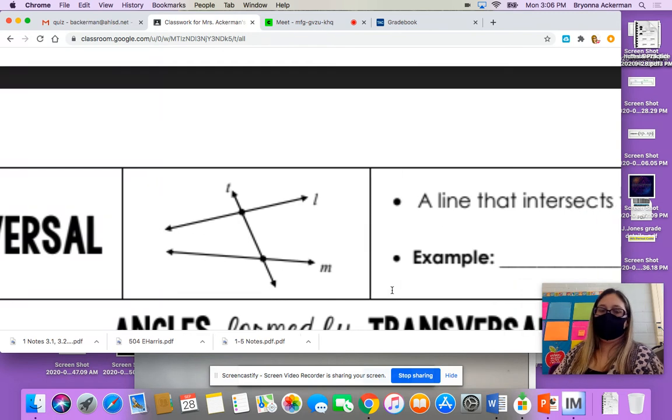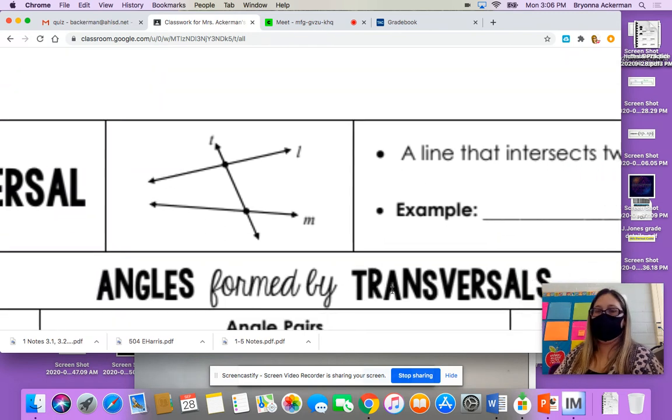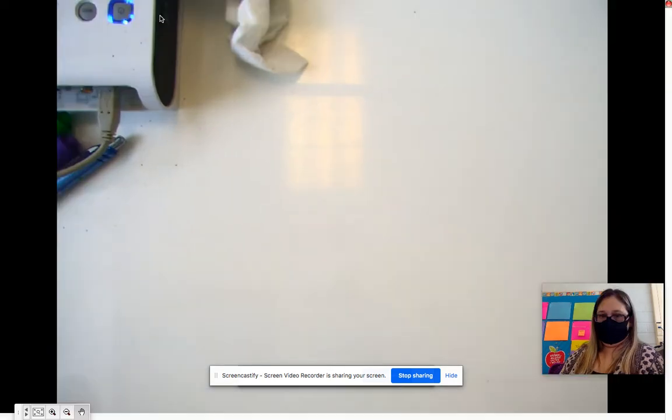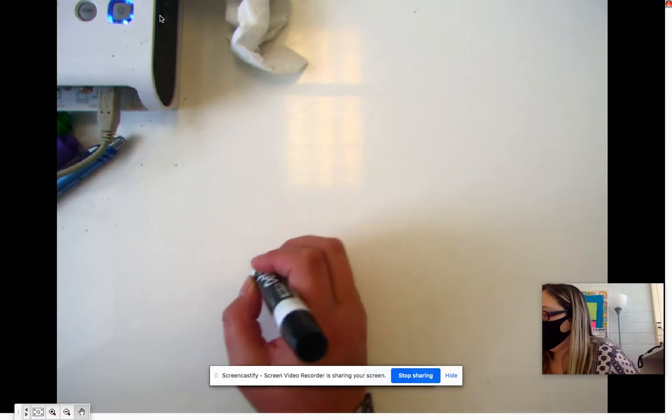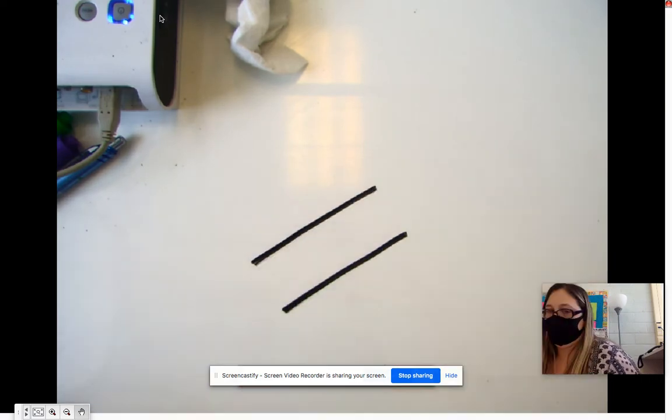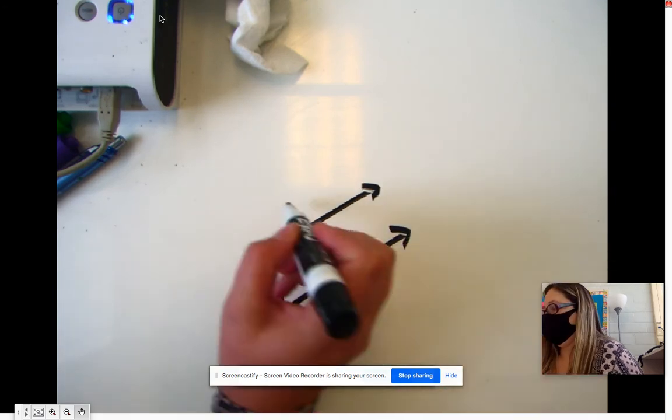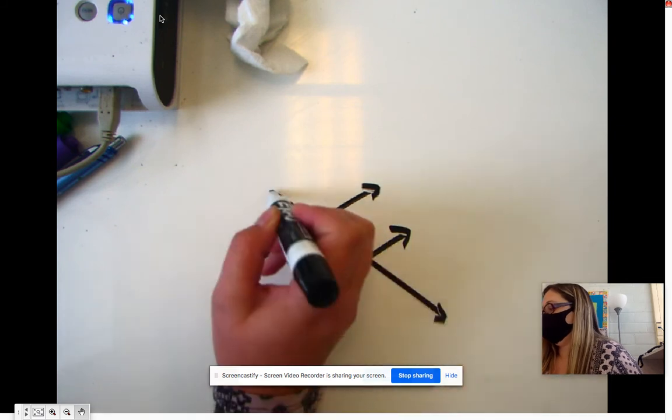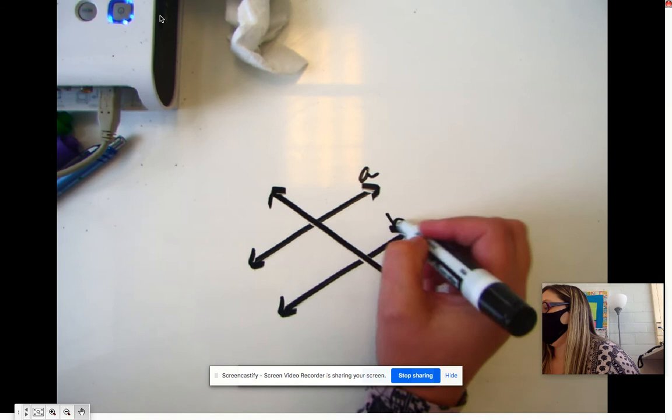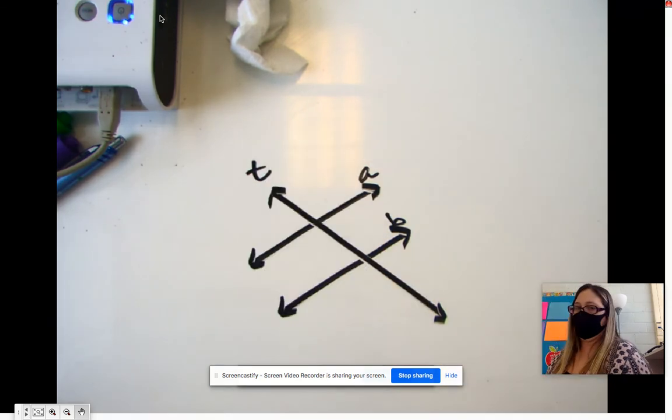Now, when there's a transversal with parallel lines, it's going to start forming some angle relationships. And we have learned some angle relationships, but now we're going to learn a lot more today. Okay? So I'm actually going to go back to the whiteboard so I can show you a little better. So let's say I have parallel lines. Okay? And then I have a transversal going through it. Okay, and we'll just call this line A, B, and we'll say T for transversal. Okay?